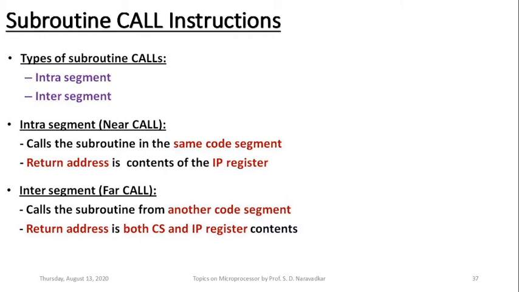Obviously, the return address will be both. As the code segment is switching, the CS register must be a part of the return address. And within that other code segment, the offset location will be given by the instruction pointer. That's why the second point written at the bottom says the return address is both the contents of CS and IP registers.